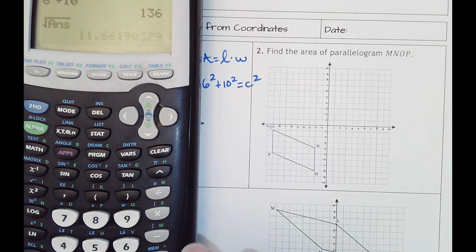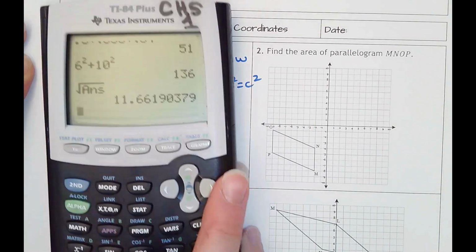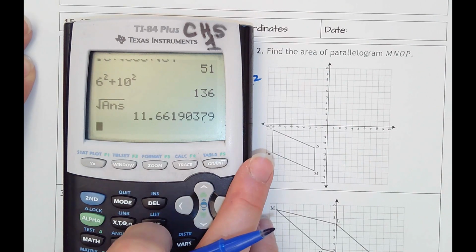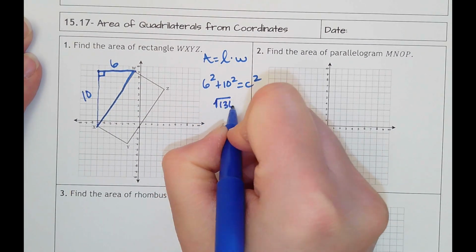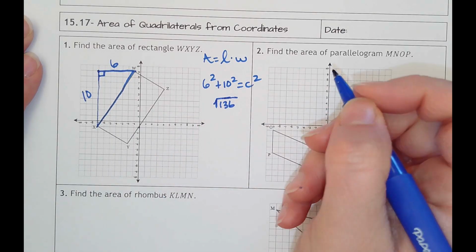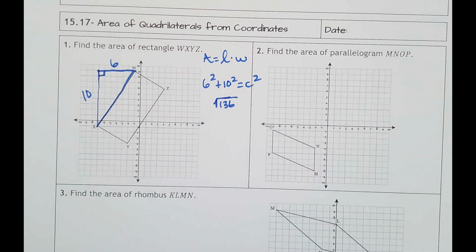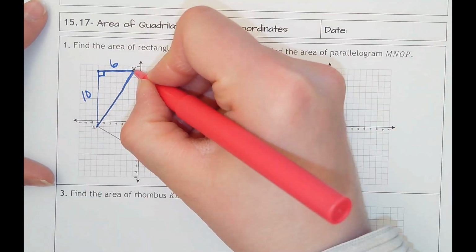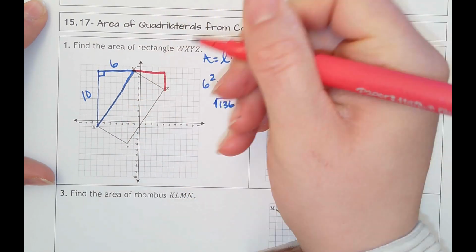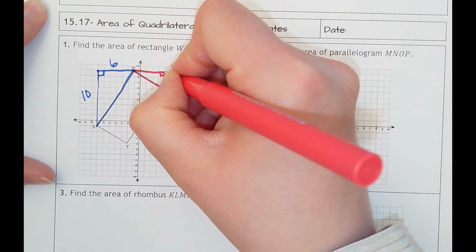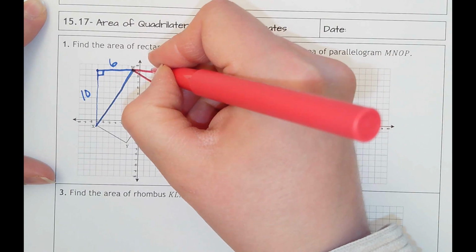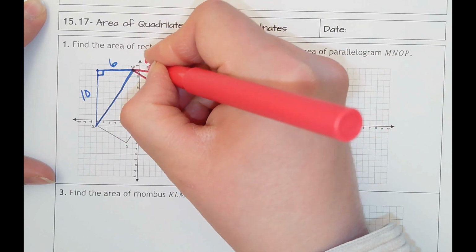The square root of that gives me a decimal. I would probably just leave it as the square root of 136, not even simplify it yet. So there's one of the dimensions. Now let's find the shorter side of the rectangle by making a triangle here and here. So this is a 1, 2, 3, and this is a 1, 2, 3, 4, 5.